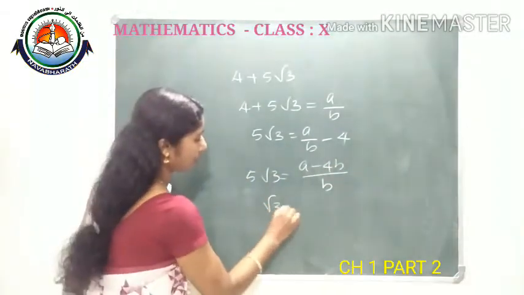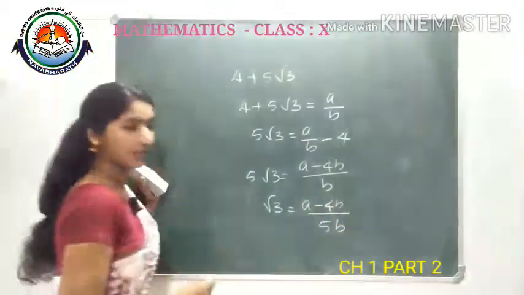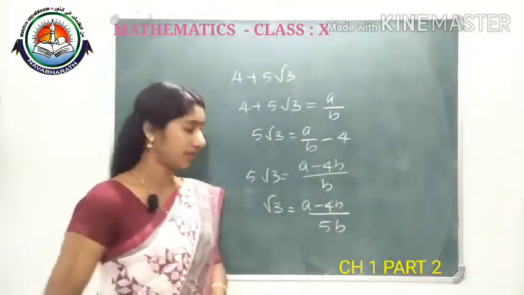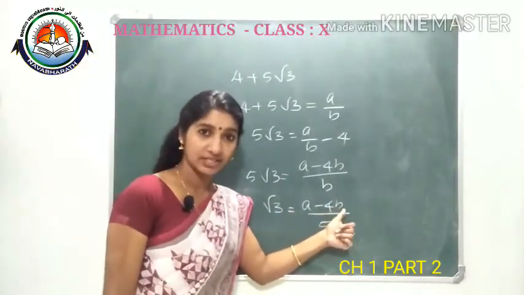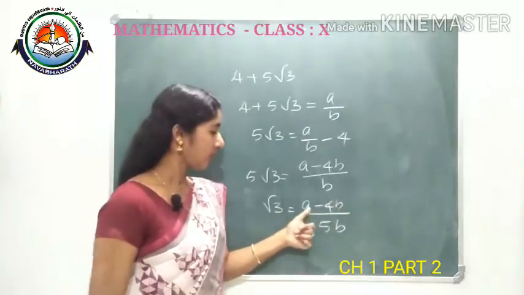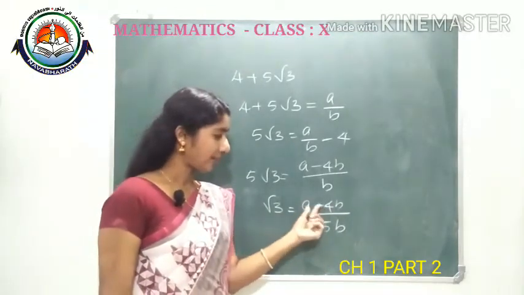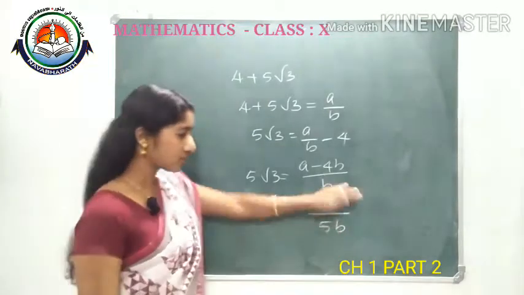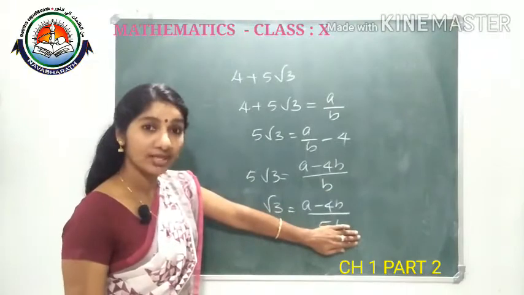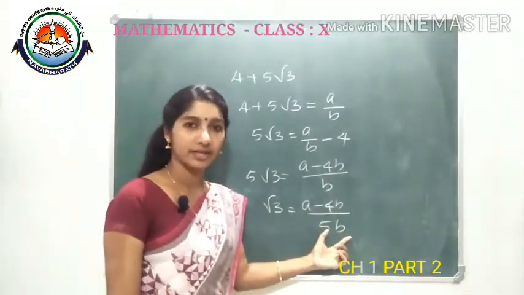So we are getting root 3 is equal to a minus 4b by 5b. Now see, the same sentence you need to repeat. Here a is an integer, 4 is an integer, b is an integer. Need to write in that sentence. So a minus 4b is an integer. So we got a minus 4b, 5 and b also integer, so 5b also integer. So numerator and denominator both are integers. So a minus 4b by 5b is a rational number.